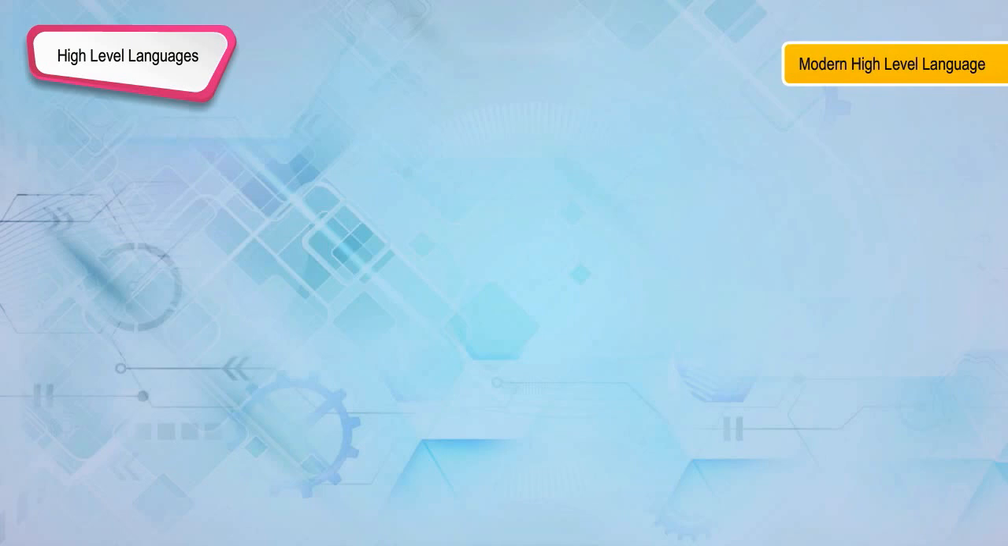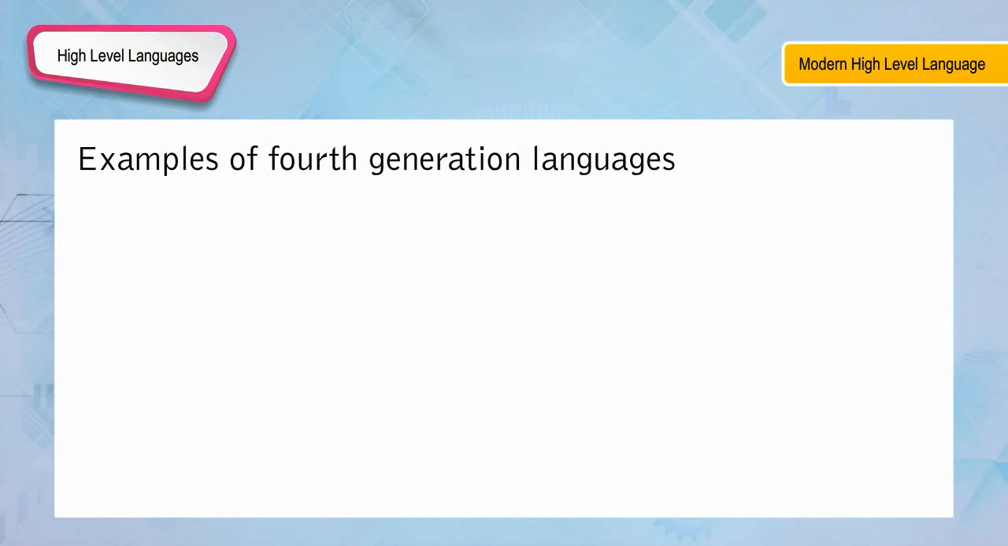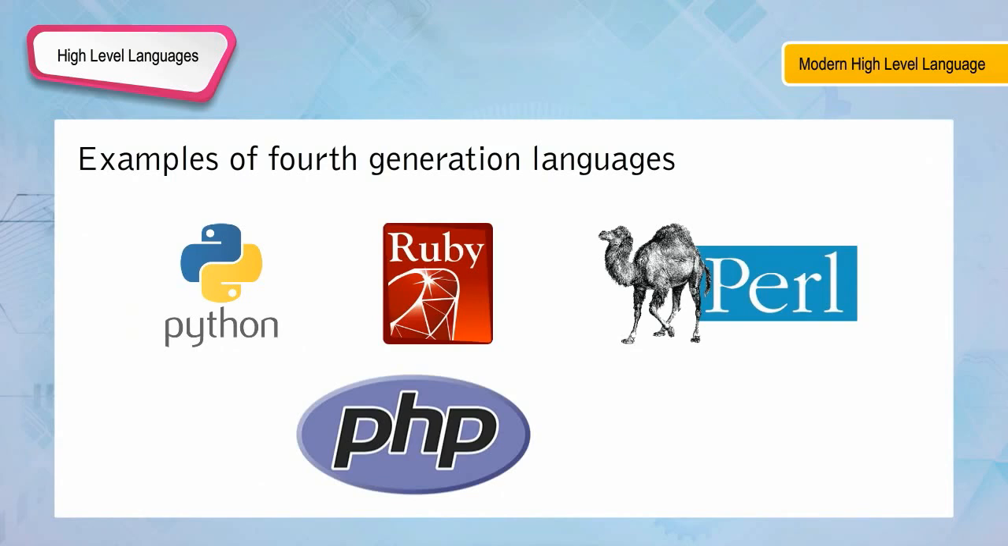Modern high-level language. These languages are closer to human languages than the old-level languages. They are easier to learn and write. These programming languages are designed to reduce the overall time, effort, and cost of software development. These are also called fourth-generation languages, 4GL. Examples of fourth-generation languages are Python, Ruby, Perl, PHP, SQL, etc.